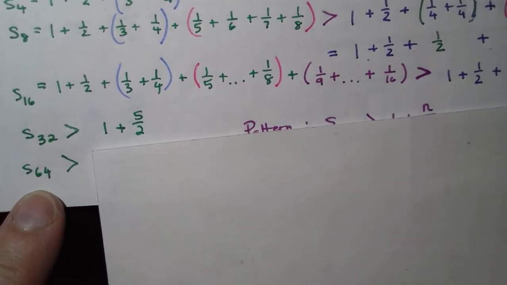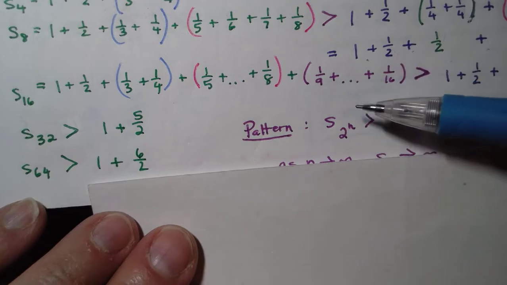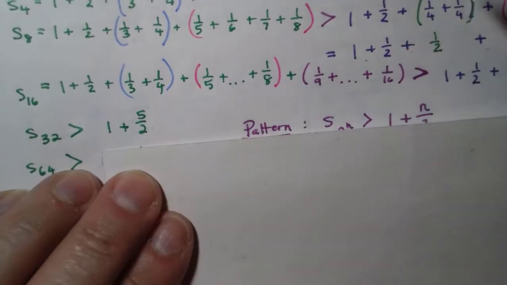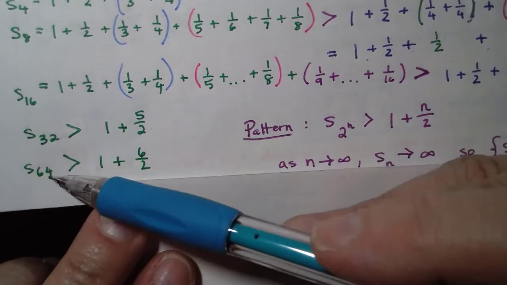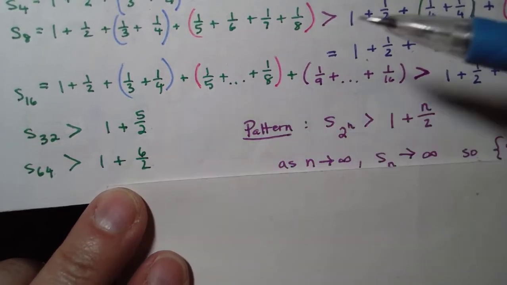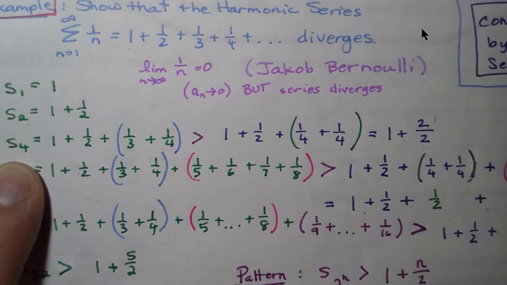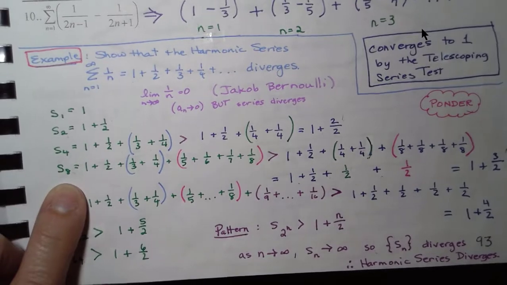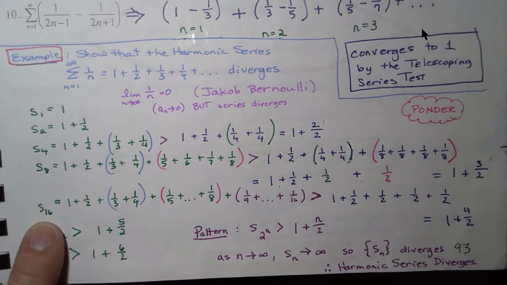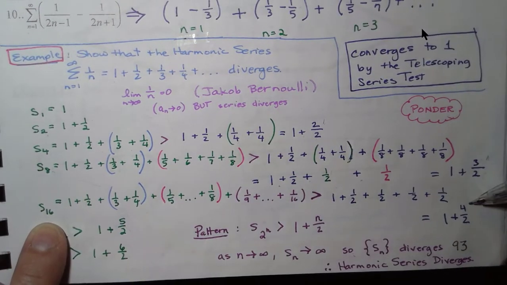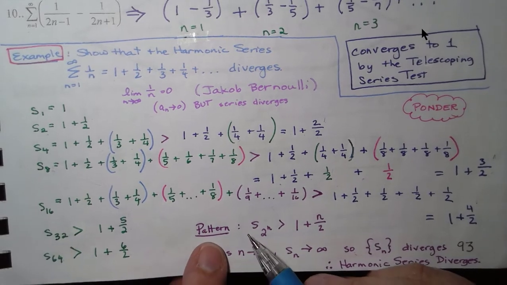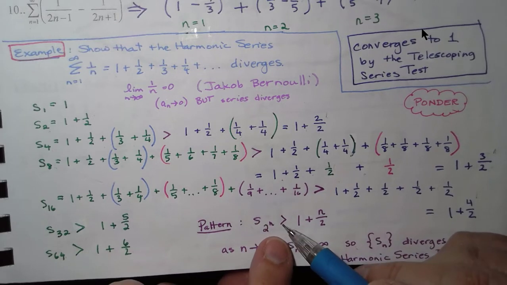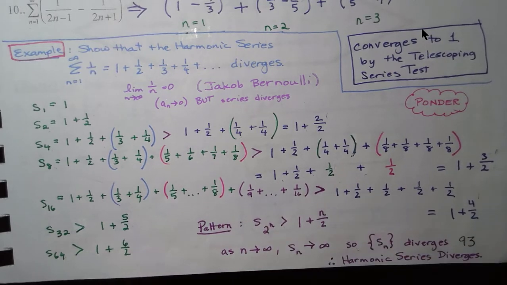The sum of 64, I'm seeing a pattern here. The sum of 2 to the n terms: this is 2 to the 5th, 5/2. Okay? 2 to the 5th, that's a 5/2. This is 2 to the 6th, 6/2. 2 to the 1, 2 to the 2, 2 to the 3, 2 to the 4. So you can see our pattern is the sum of 2 to the n terms will be greater than 1 plus n over 2.